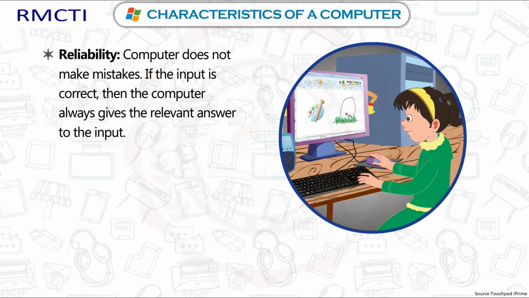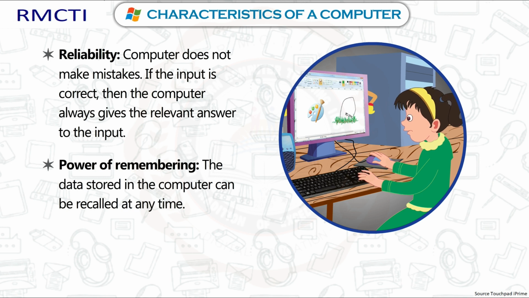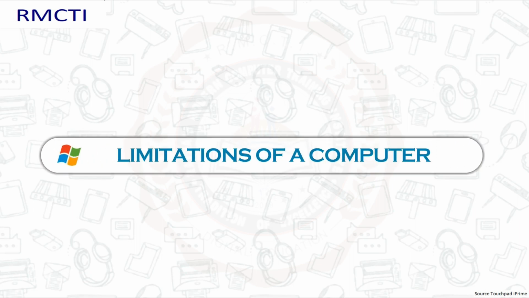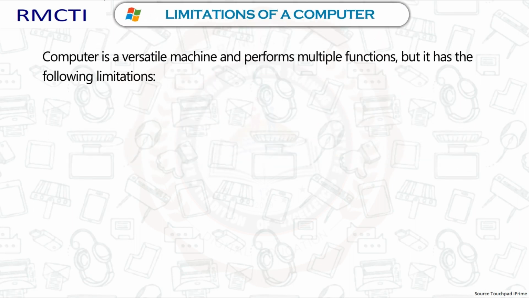Reliability. Computer does not make mistakes. If the input is correct, then the computer always gives the relevant answer to the input. Power of remembering. The data stored in the computer can be recalled at any time. Limitations of a computer. Computer is a versatile machine and performs multiple functions, but it has the following limitations.